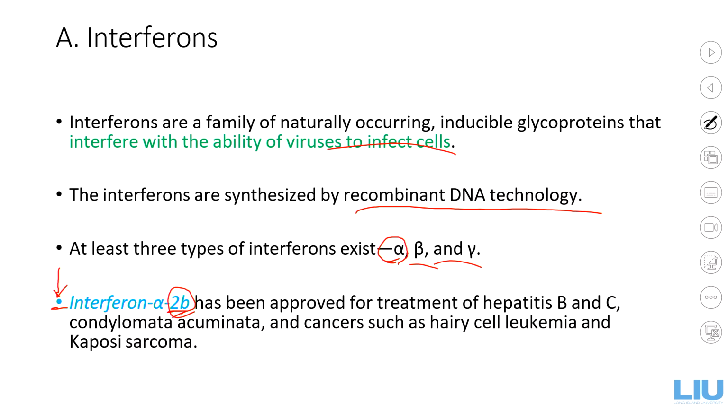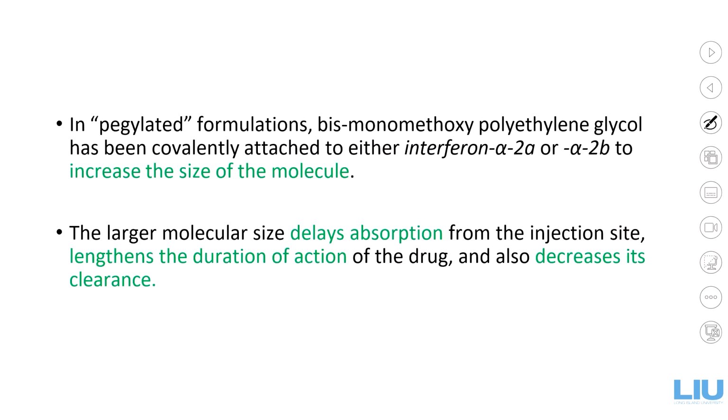Interferon alpha 2b has been approved for treatment of hepatitis B and C. Besides condylomata, whatever that is, and some cancers like hairy cell leukemia. Okay. So we don't have to worry about the spectrum.